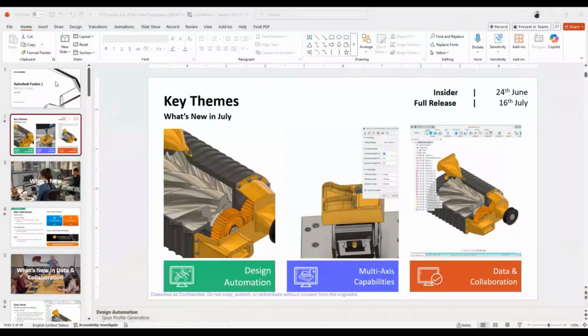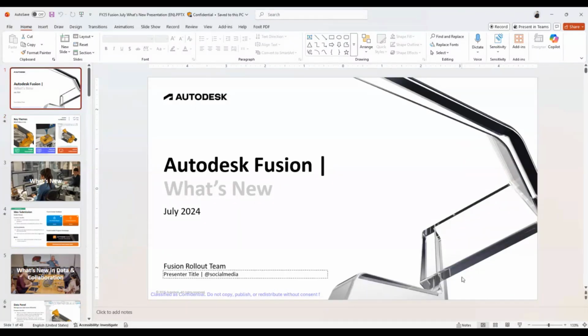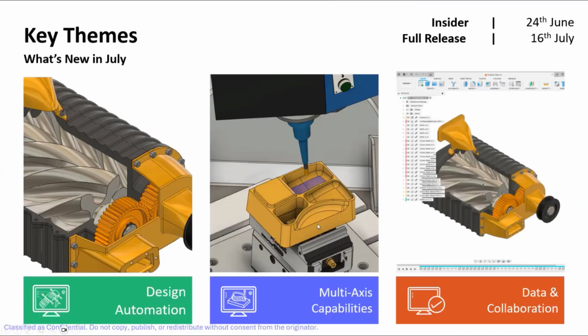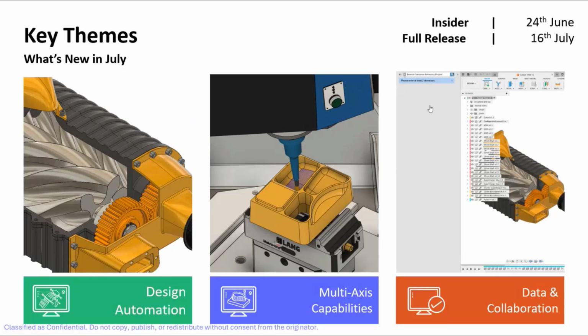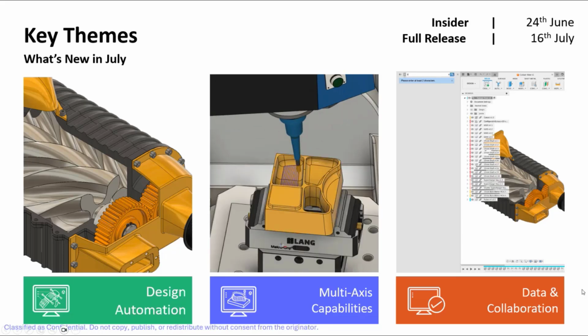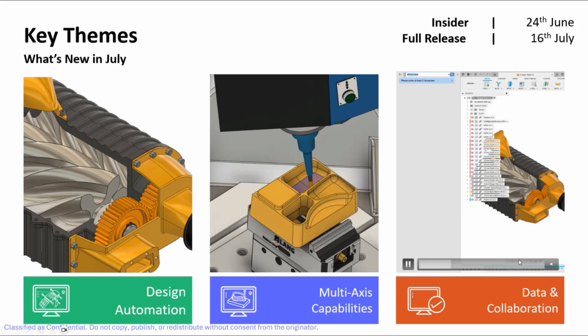Okay, this one, Autodesk Fusion, what's new? Okay, key theme: what's new in July? Now it's October, right? So the full release was many months ago, but it's still being updated. Design automation, multi-axis capabilities, data, and collaboration. Those are the key themes in the new update. Okay.